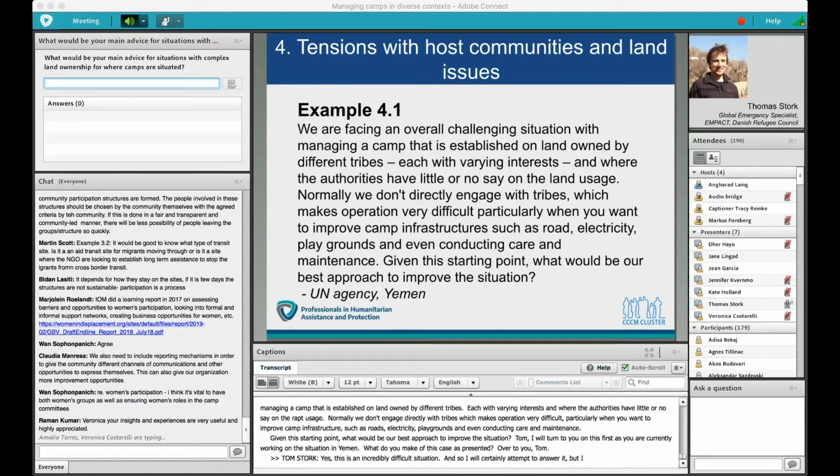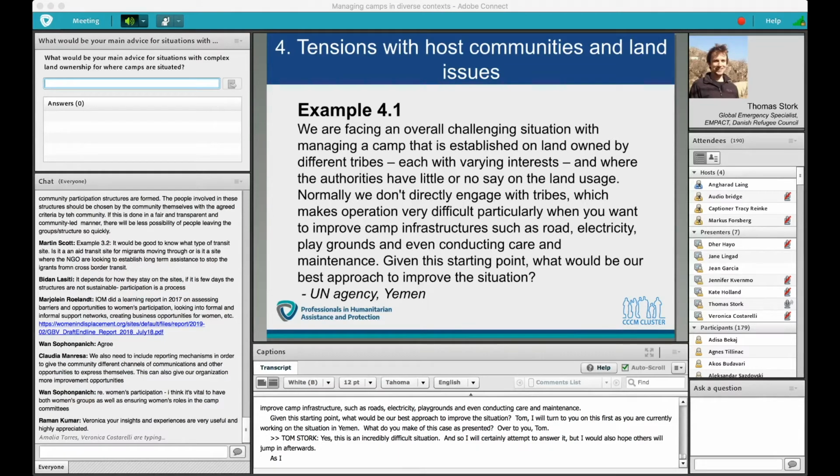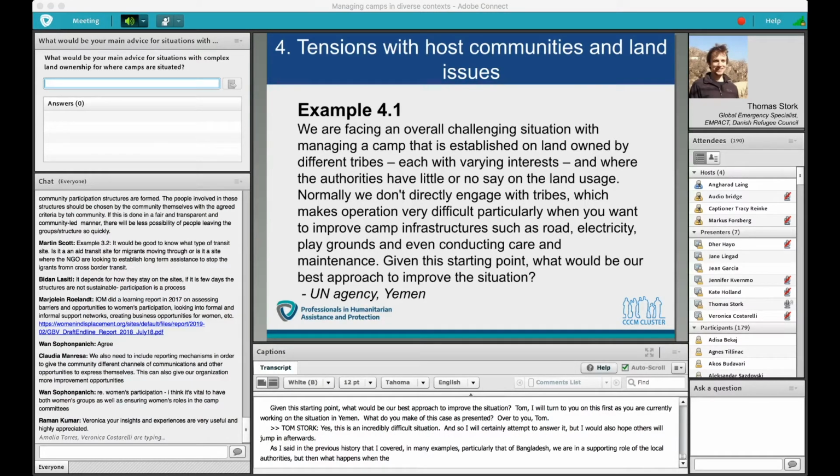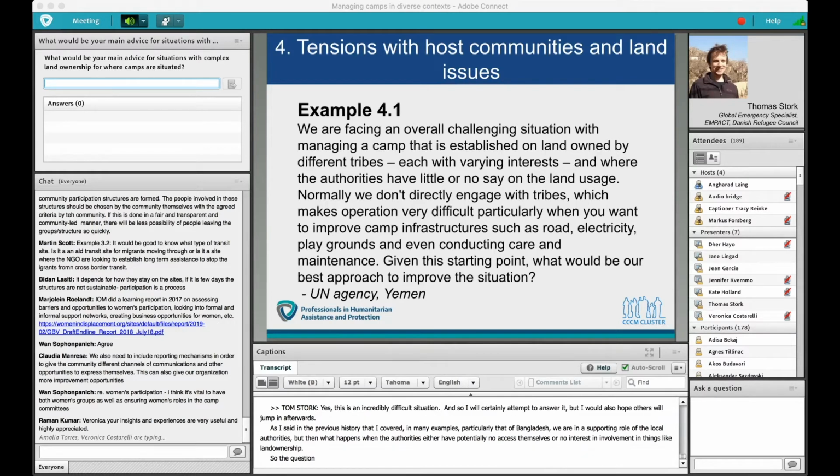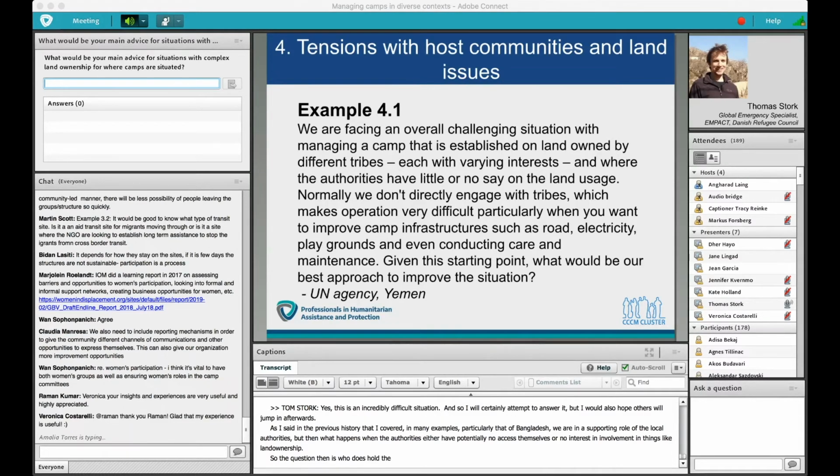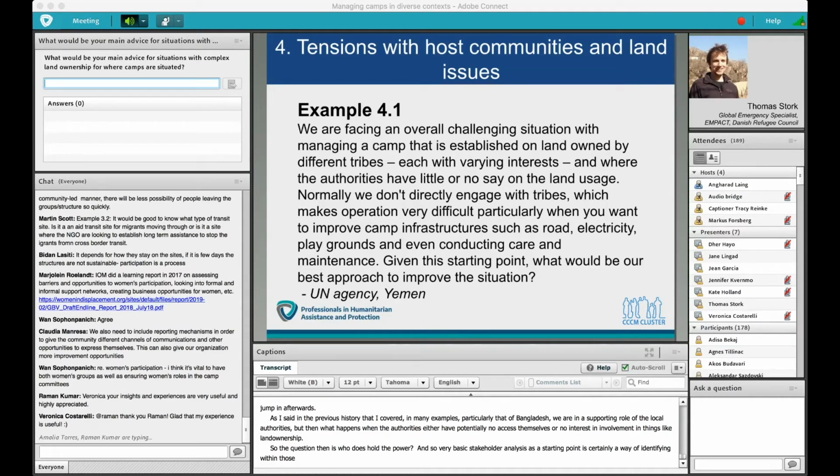So as I said in the previous case study that I covered, in many examples, particularly that of Bangladesh, we are in a supporting role to the local authorities. But then what happens when the authorities either have no access themselves or no interest in involvement in things like land ownership? So the question then is who does hold the power? Some very basic stakeholder analysis as a starting point is certainly a way of identifying who within those tribes is holding power. But then there is the question of engagement, and normally we don't directly engage with tribes, yet ultimately there has to be some form of engagement.